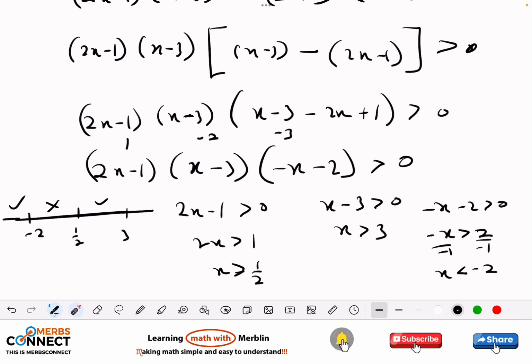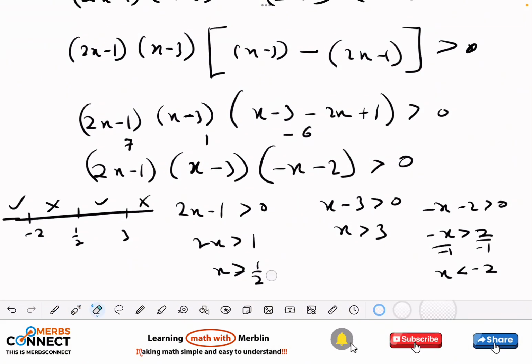Then the last point that I need to check is after 3, which we can think of as 4. So when I plug in 4 here, 2 times 4 is 8, 8 minus 1 is 7. When I put 4 here, here will be 1. When I put 4 here, here will be minus 6. So minus times positive will be minus, and there's no way minus is greater than 0. So this one too is not going to work.